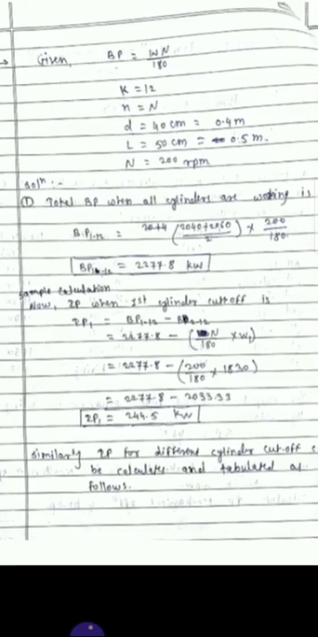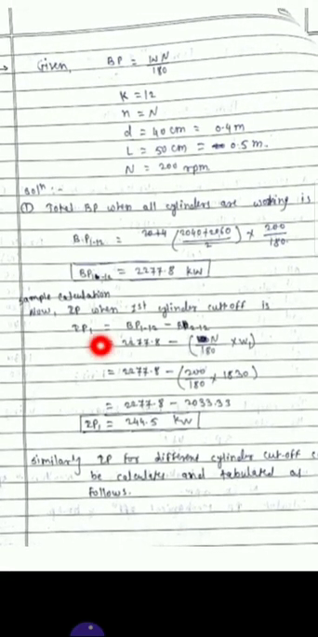Now we have to find out the individual indicated powers IP1, IP2, IP3 up to IP12, similar to the previous problem. How to find out that? Again the same formula. IP1 is equal to total brake power minus brake power when cylinder 1 is made inoperative. So how do we find out this brake power when cylinder 1 is made inoperative? The formula is given here, the same formula, W into N divided by 180.